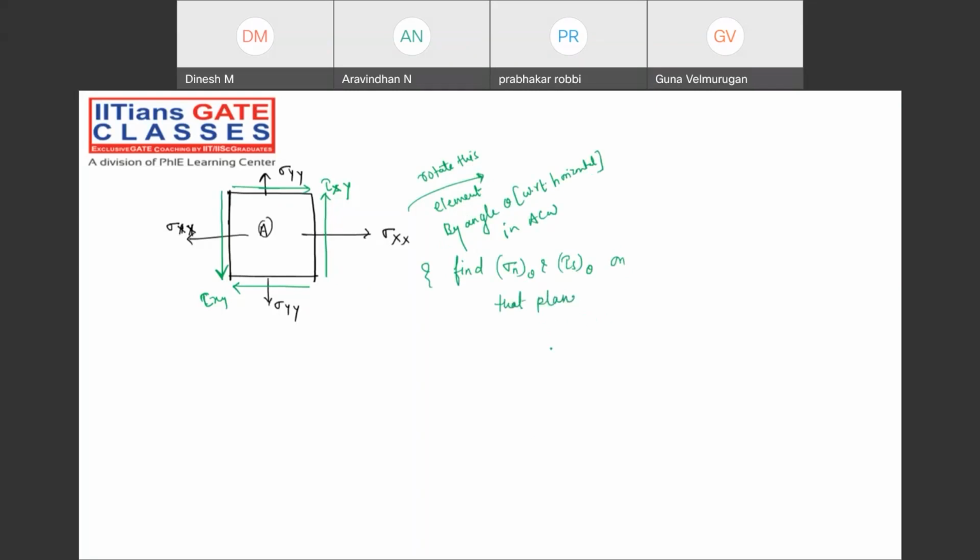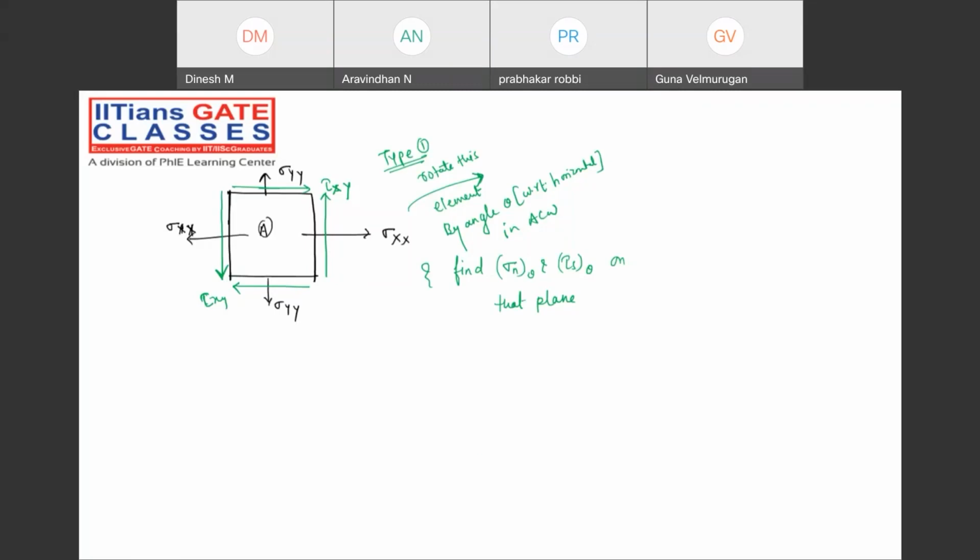On which plane? The plane which has been rotated by angle theta in the anti-clockwise direction. Did you understand this problem? Type 1. Tell me, guys, whether you understood the type 1 problem or not. Take your time and let me know. Rotate this element by an angle theta with respect to horizontal in anti-clockwise direction and find sigma n and tau s theta on that rotated plane.